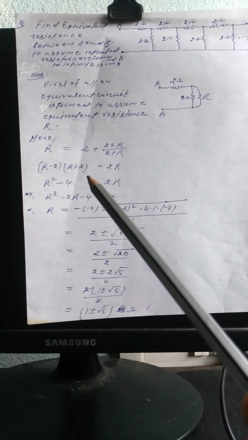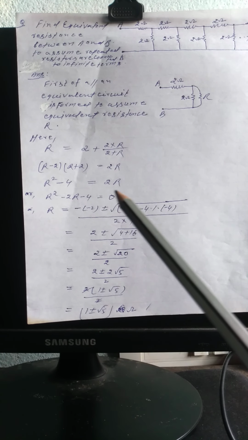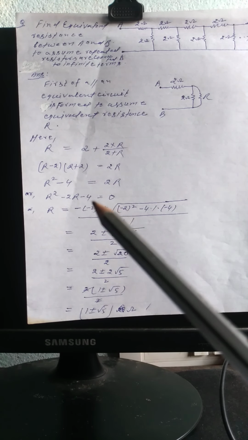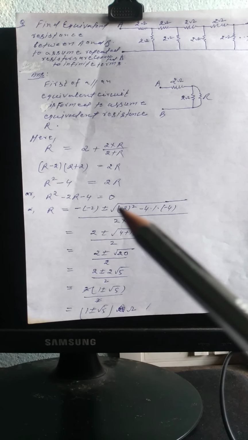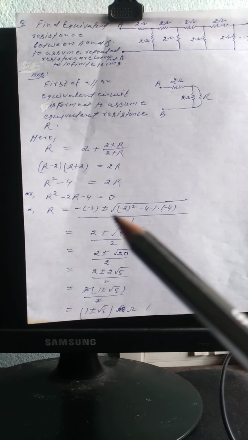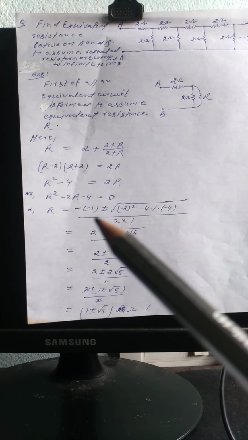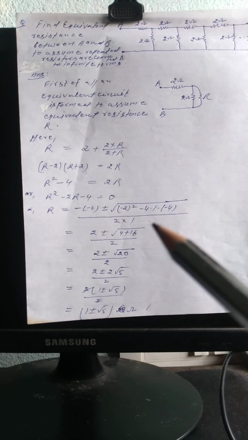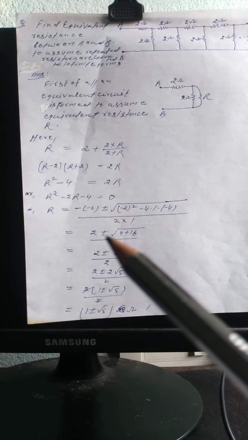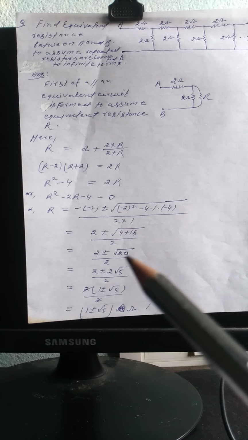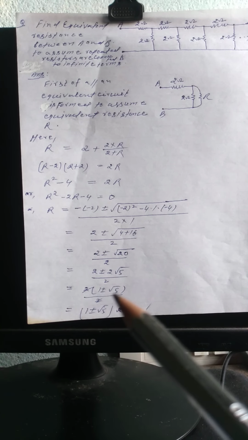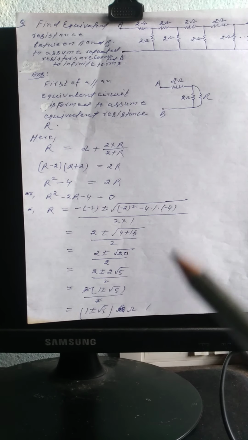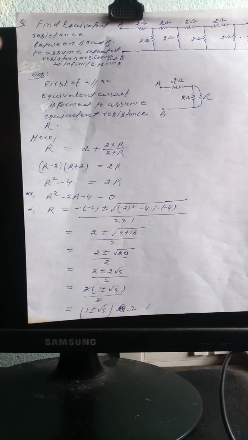Now R into (2 plus R) is equal to 2R plus R square, giving R square minus 4. Now R square minus 2R minus 4 is equal to 0. Using the quadratic formula, minus b plus minus under root b square minus 4ac. So minus of minus 2 plus minus under root of (minus 2) square minus 4 into 1 into minus 4, and 4 plus 16 is equal to under root 20. This is equal to 2 plus minus 2 root 5 by 2. Take 2 common, that is 1 plus minus root 5 ohm. That is the equivalent resistance of the resistors connected to infinite terms.